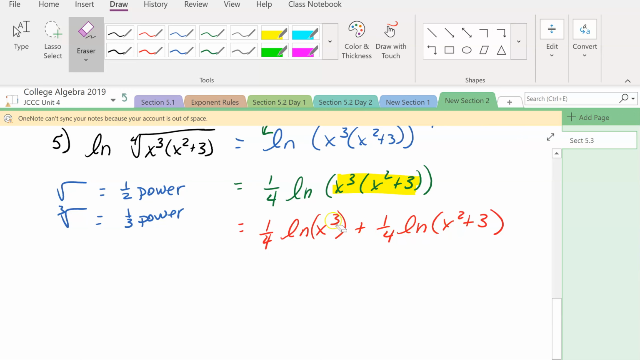But this x cubed, there's another butterfly. It's going to join this butterfly. So you're going to float that down, and it becomes another multiplication. So it's 1/4 times 3 times natural log x plus 1/4 natural log x squared plus 3.